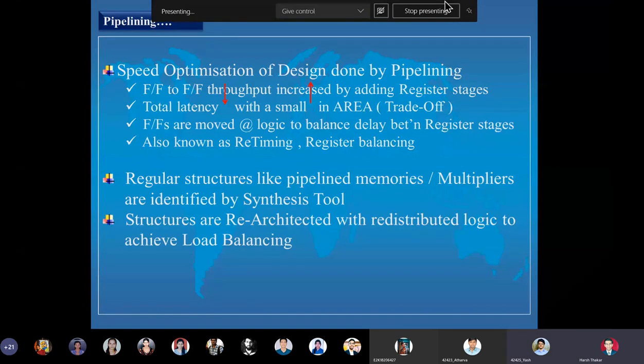Yes, sir, if I apply some input, after how much time will I get the output? That's latency. That can be called propagation delay. Is it not, sir?